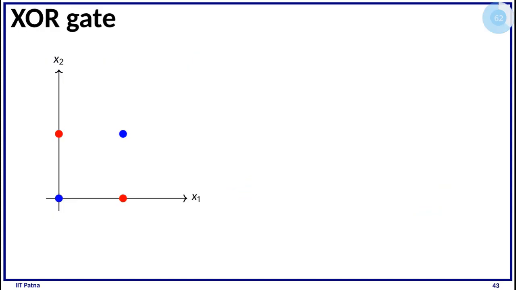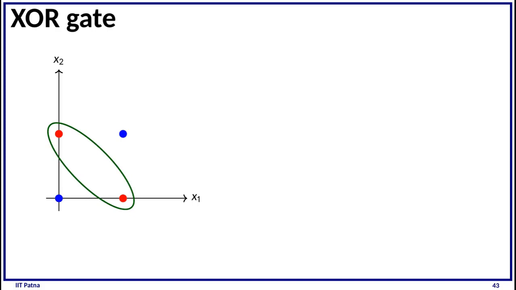Now let us look into the example of an XOR gate. For the XOR gate, the truth table that we know is that the output will be one when exactly one of the inputs is one, and it will be zero when both of them are zero or both of them are one. Now if we want to classify this set of points through a single neuron, we won't be able to do so, because by a single straight line we cannot demarcate these four points.